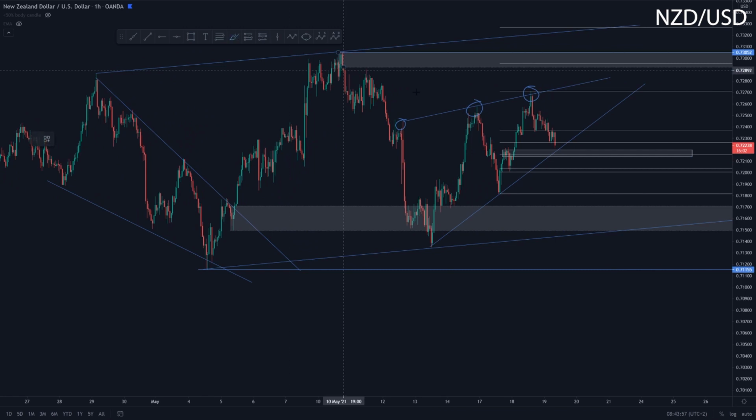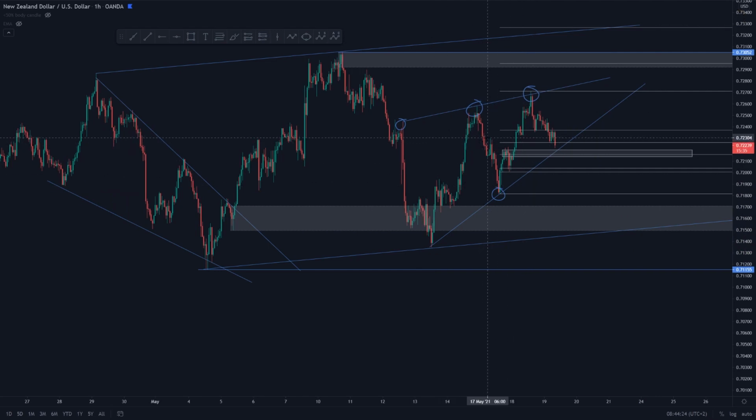However, I wouldn't be surprised if Kiwi dollar starts breaking this trend line, starts breaking this major low over here, and starts tanking further towards the downside. So once the trend line is broken, I will start looking for some potential shorts, mainly due to the fact that the ascending wedge over here, as you guys can see, has matured.